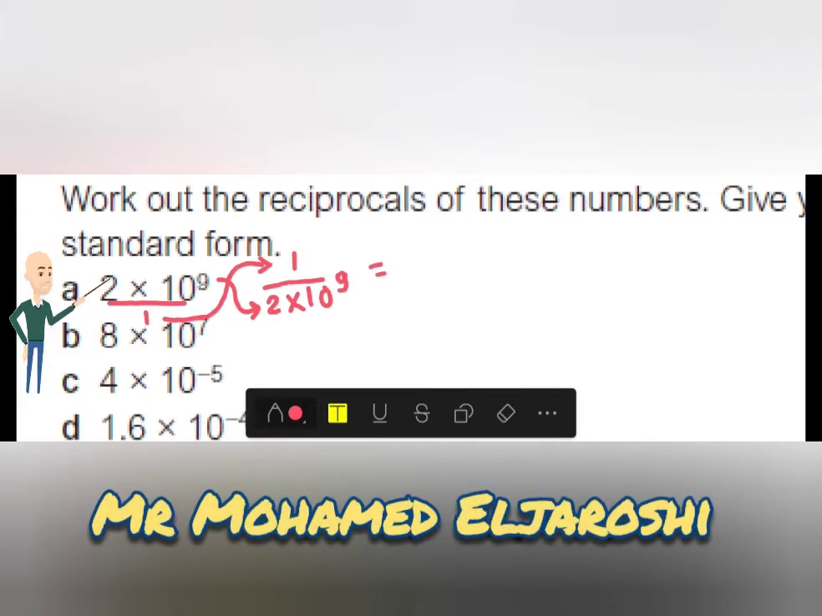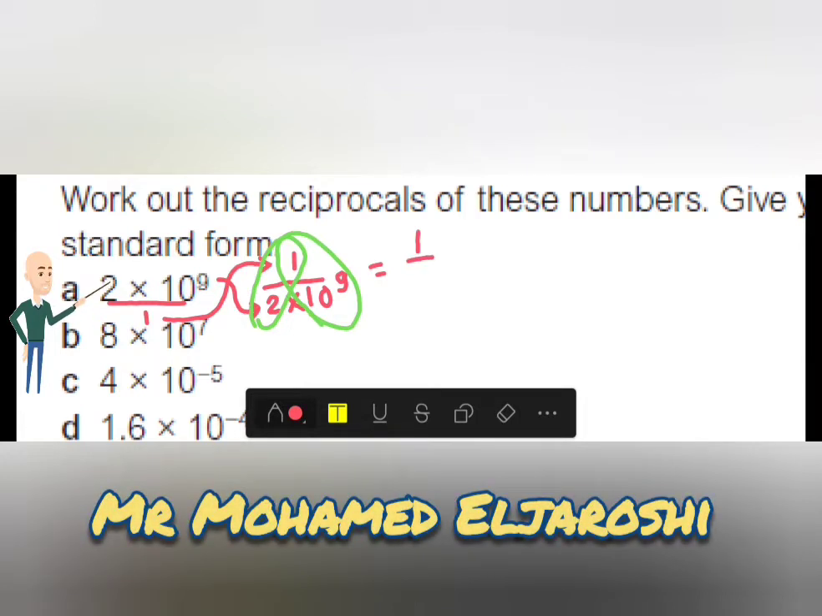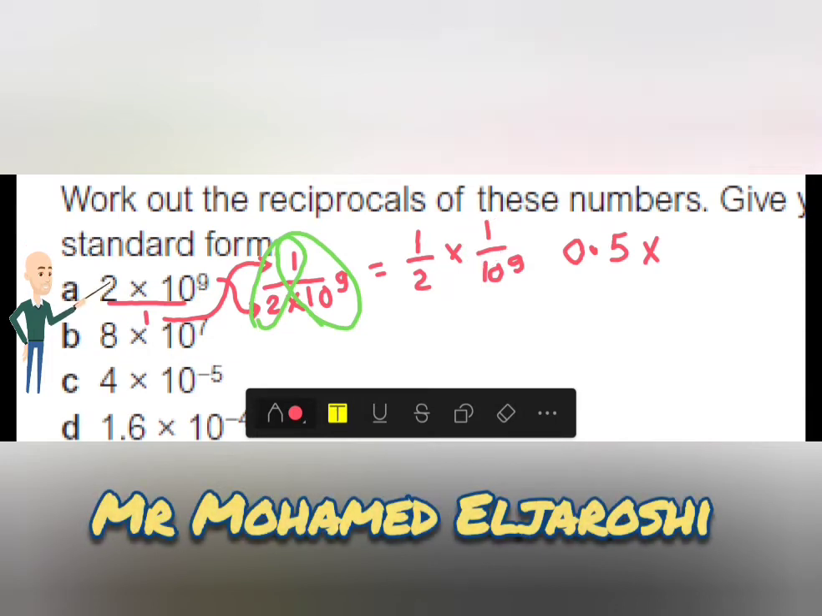Because this is multiplied, you can say that it's a half multiplied by 1 over 10 to the power of 9, if you need the steps. Half multiplied by 1 over 10 to the power of 9. Half means what? It means 0.5. So we will write 0.5 multiplied by what? And then this one means what? The 1 over fraction means a negative power. So it's going to be a negative power of 9. So it's going to be 10 to the power of negative 9, like this.